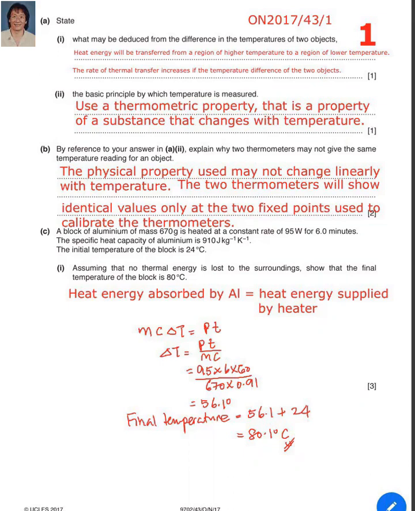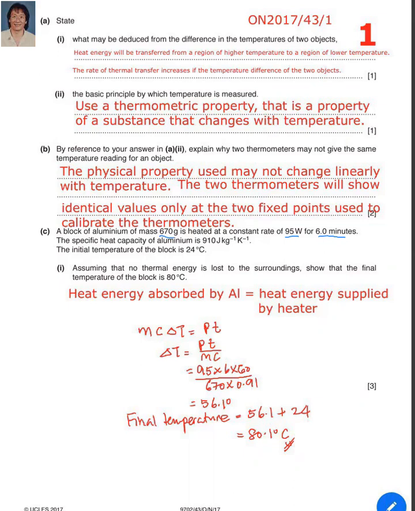In part C, we have a block of aluminium of mass 670 grams, which is heated at a constant rate of 95 watts for 6 minutes. The specific heat capacity of aluminium is 910 joule per kilogram per Kelvin. The initial temperature of the block is 24 degrees Celsius. In part 1, assuming no heat energy or thermal energy is lost to the surrounding, show that the final temperature of the block is around 80 degrees Celsius.